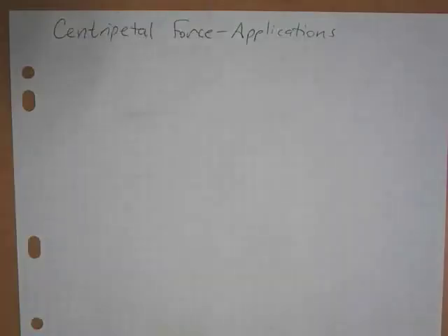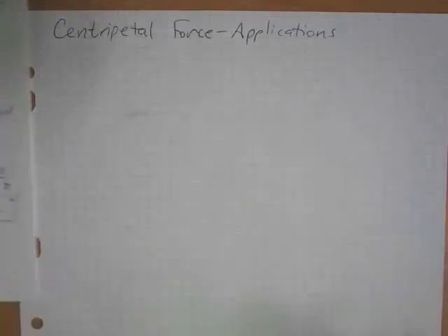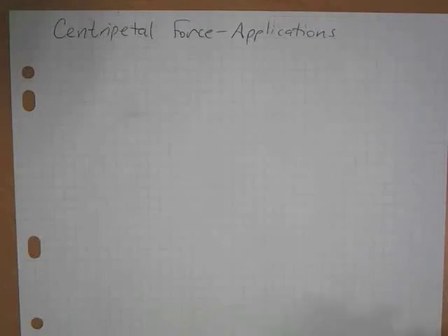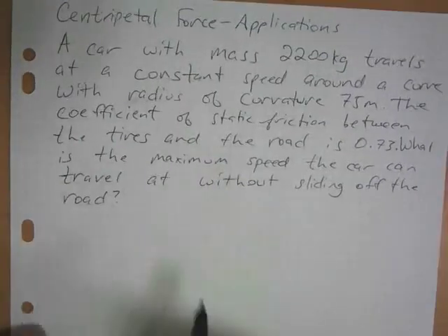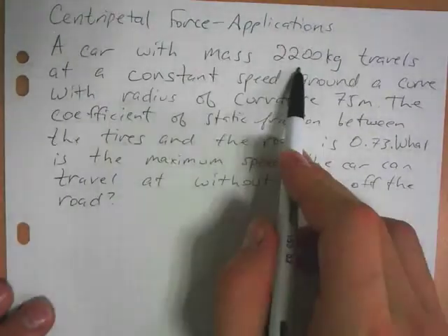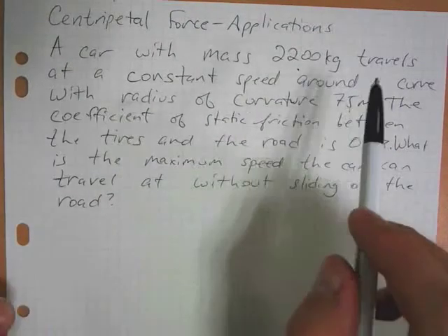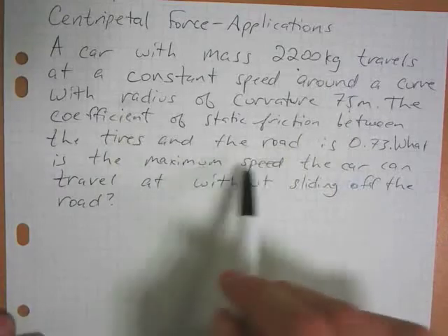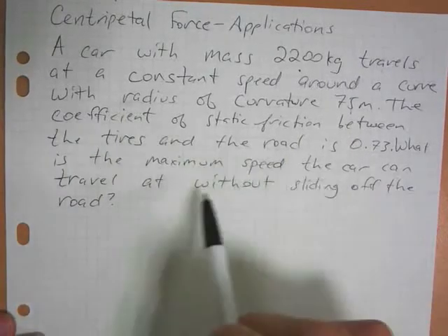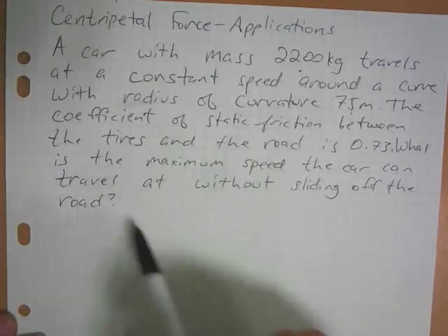We're going to do some applications of centripetal force. It's just objects moving in a circle. So let's say we have a car with mass 2,200 kilograms. It's traveling at a constant speed around a curve with radius of curvature 75 meters. The coefficient of static friction between the tires and the road is 0.73. And I want to know what is the maximum speed the car can travel at without sliding off the road.